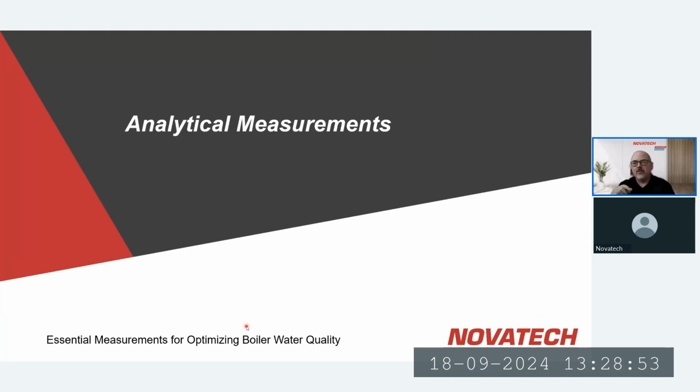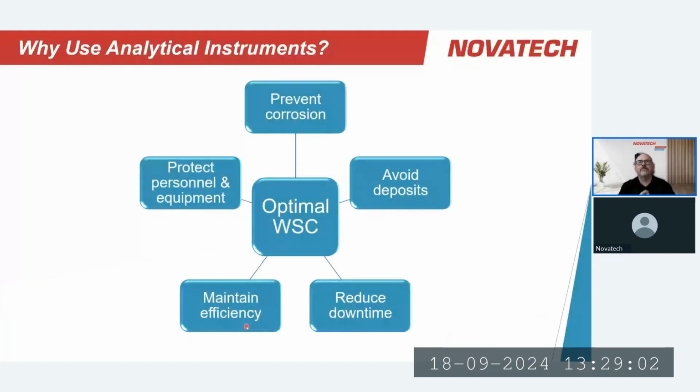Why do they ask for a pH measurement here? Why do they ask for conductivity? We'll talk about that a little bit now. So why? The goal of this system is to have optimal water cycle or water steam chemistry. So the way to ensure that we have the optimal chemistry is to monitor it.